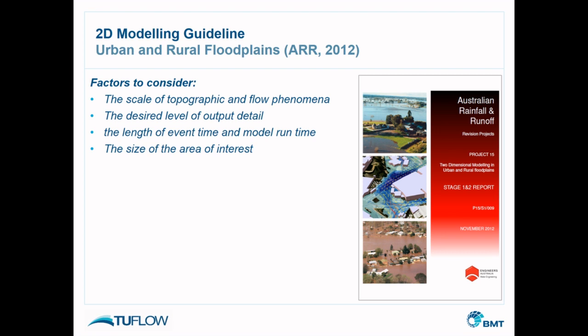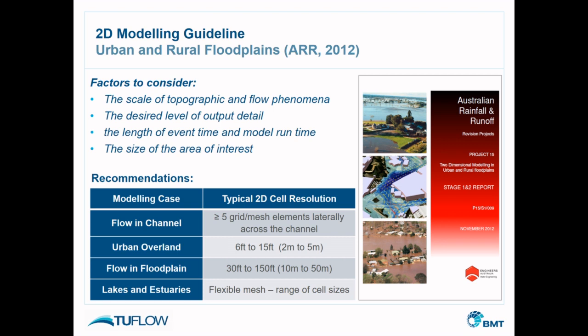Delving straight into that guideline document, and I'm paraphrasing here, but in section 10 from memory, there's a single page of the 240 page document which talks about cell size, and it lists 4 factors to be considered when you're creating a model. Factor 1 is the scale of topographic and flow regime. 2, the desired level of output detail. 3, the length of event time and model simulation time. 4, the size of the area of interest.